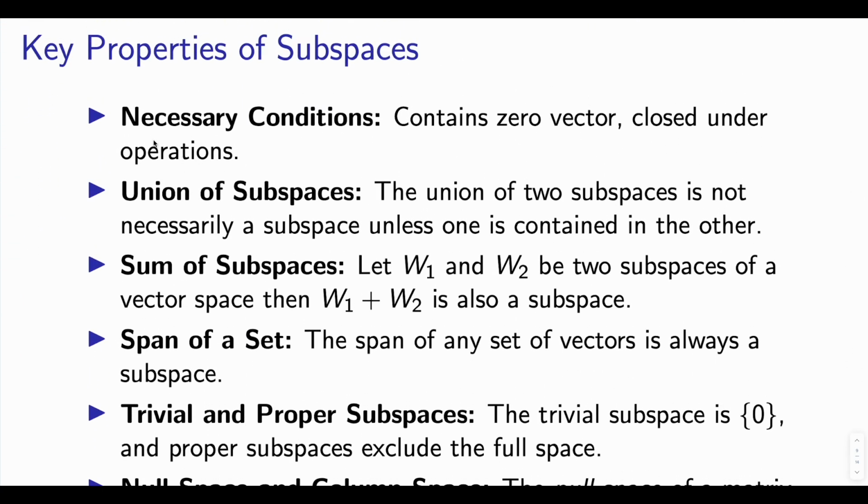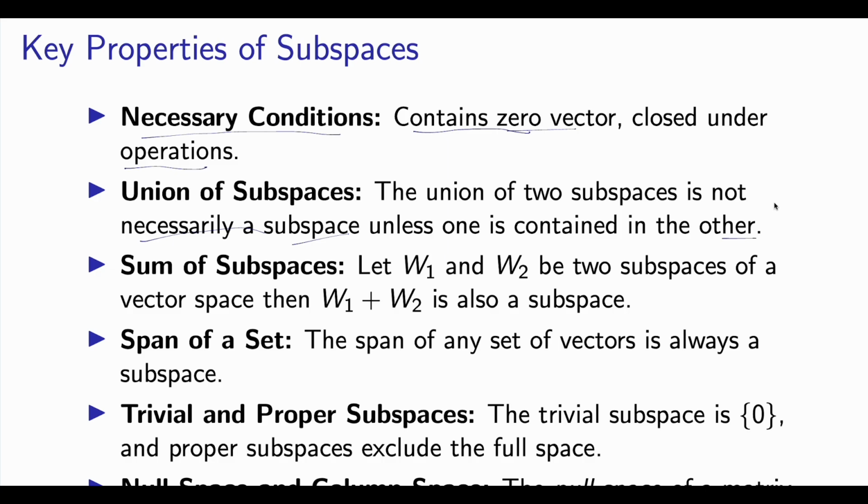Now, the necessary and sufficient condition you can say. The necessary condition here: it contains the zero vector, and is closed under operations like vector addition and scalar multiplication. Union of subspaces is not necessarily a subspace, unless one is contained in another. So the union will be a subspace if one is contained in the other. That is a very, very important statement.